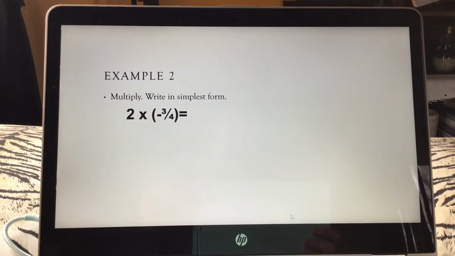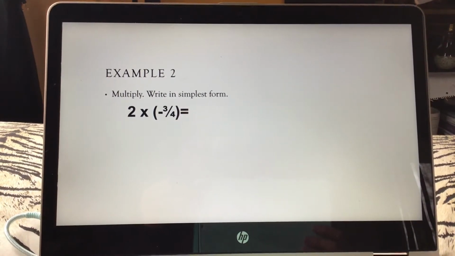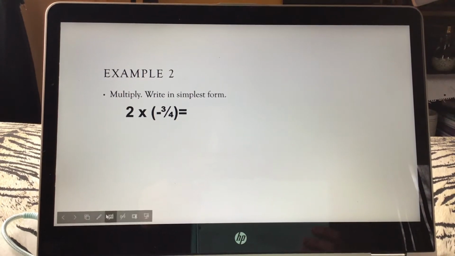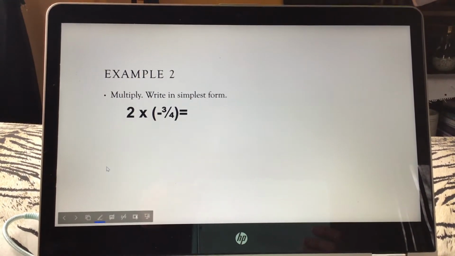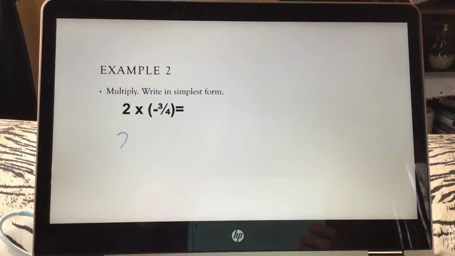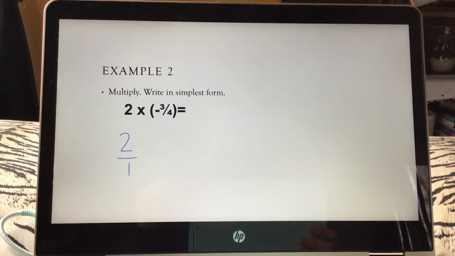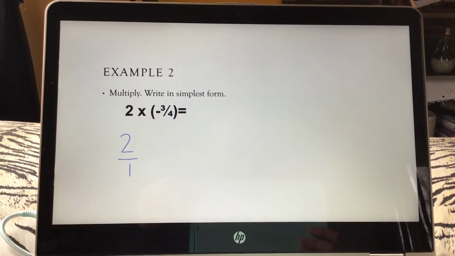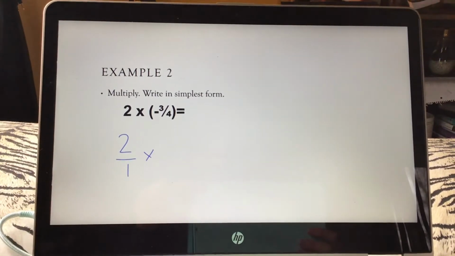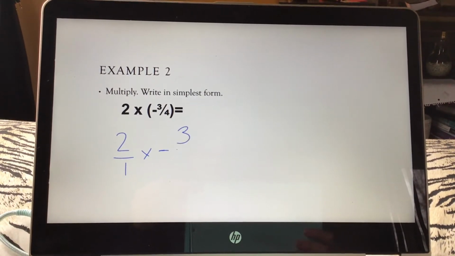Okay, let's go to example 2. If you'd like, you can pause the video and see if you can do it. This one has a few new steps that we might need to take. For the whole number 2, we need to change that into a fraction. A simple thing we can do is put it over 1. 2/1 is still the same as 2 wholes, because how many ones can we put into 2? 2 whole ones. We're going to multiply this by a negative, don't forget the negative sign, -3/4.